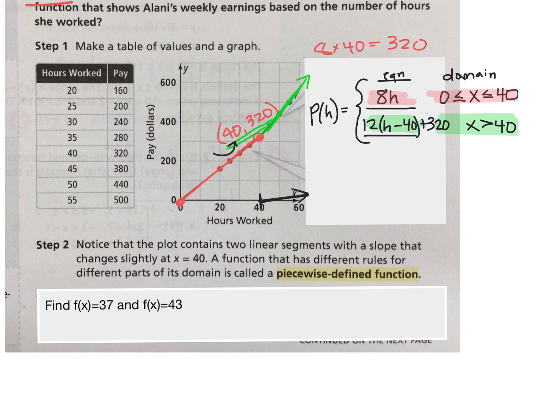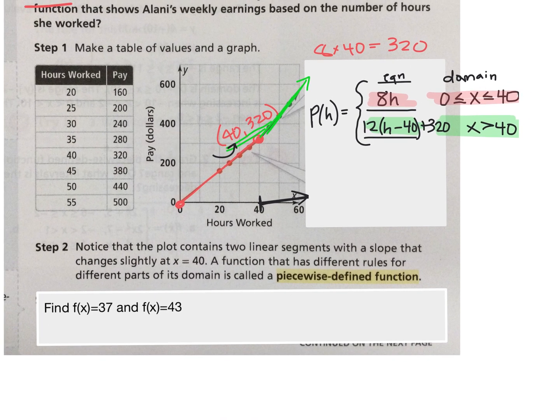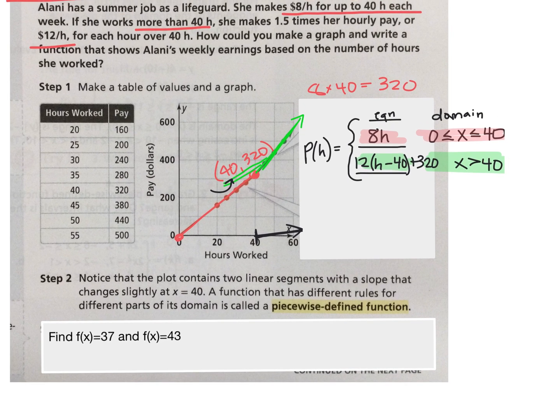All right, so this is called a piecewise defined function. So if you haven't yet labeled that, I would write this word beside it. That's what this is, a piecewise defined function. It doesn't necessarily have to have 2 parts. It could have 3 or 4 or 7 if it wanted to.